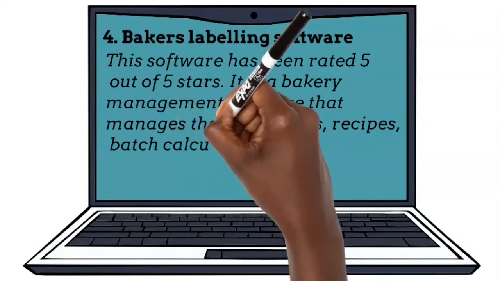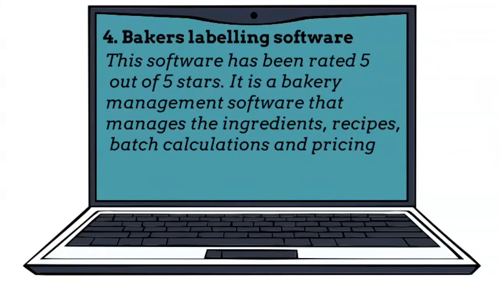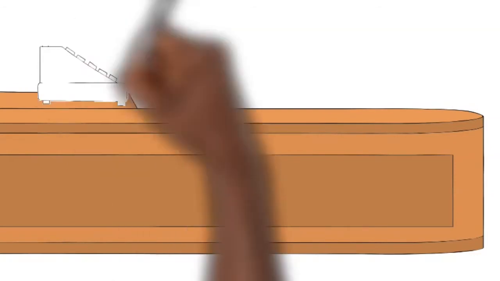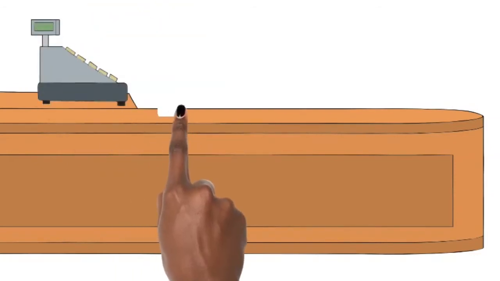Okay, so going on to the fourth one, we're talking about the Baker's Labeling software. Yeah, I know it says labeling software, but it does a lot more than just labeling. It is a 5-star software, and it is great in managing your ingredients, your recipe, your batch calculations, and pricing. It is an amazing software, and I think the price point is okay for this software. It's a little on the high end though.